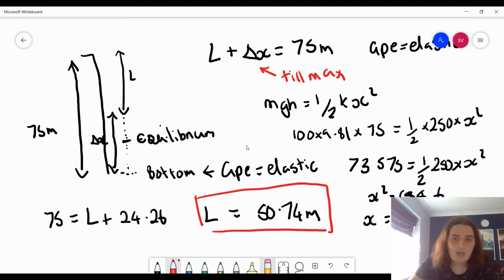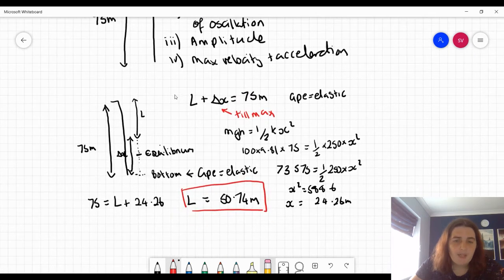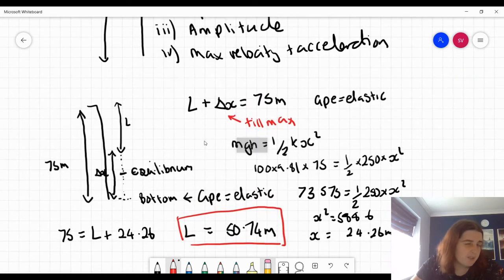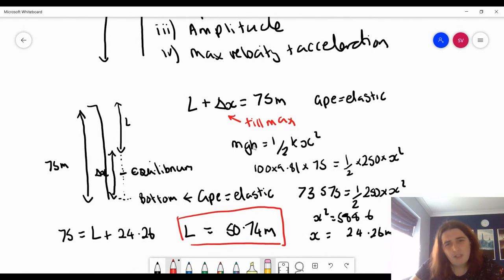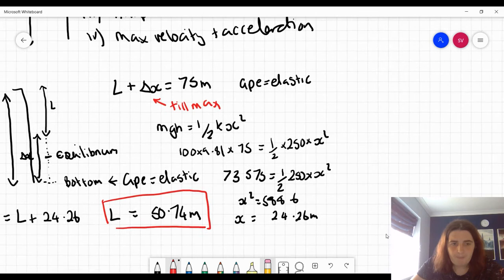So that was for question 1. That was, what is the length of the rope? And this kind of question would be worth between 2 and 3 marks. 1, expecting you to understand the energy transformation. 2, for working out what the extension would be. And of course, 75 minus that answer would be that there.